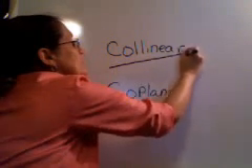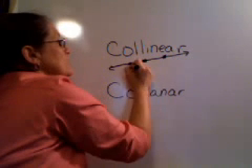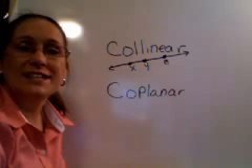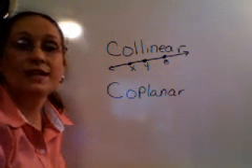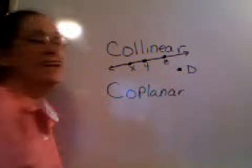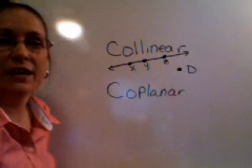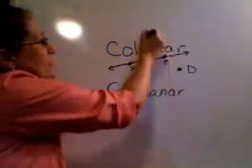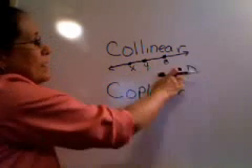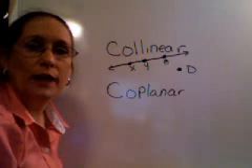If I have this line and I have these 3 points, X, Y, and Z, we say that X, Y, and Z are collinear because they lie on the same line. Point D out here is non-collinear. It does not lie on the same line. We could draw a line, though, through any 1 point and D, but it is not collinear with X, Y, and Z.